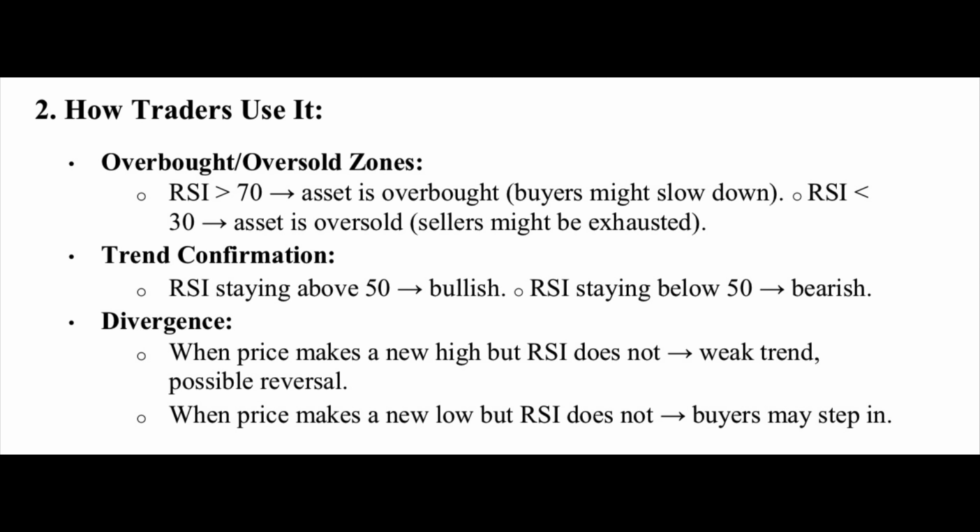Now let's talk about how traders use RSI to their advantage when they're trading. Overbought/oversold zones: when RSI is greater than 70, an asset is overbought and buyers might slow down. When RSI is less than 30, an asset is oversold and sellers might be exhausted. Trend confirmation: RSI staying above 50 is bullish, and RSI staying below 50 is bearish. Divergence: when price makes a new high but RSI does not, it's a weak trend and a possible reversal. When price makes a new low but RSI does not, buyers may step in.